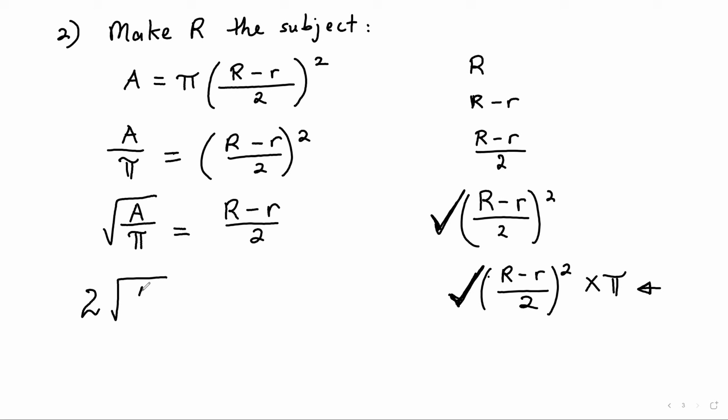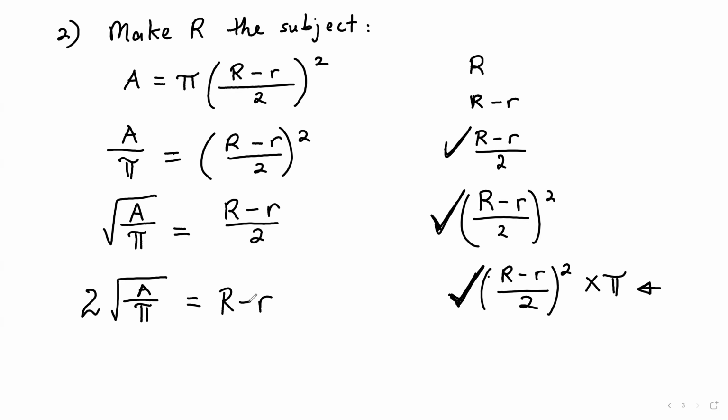But that's okay. So that'll be 2 times the square root of A divided by pi. You don't need to write the brackets. You could just leave it like this, right? And so now I have undone this step, right? So now all I'm left with here is R, take away r. And then this step was subtracting small r. So how would I get rid of subtracting small r?